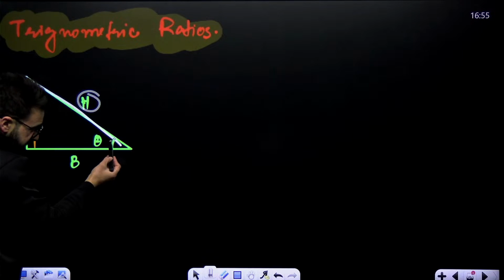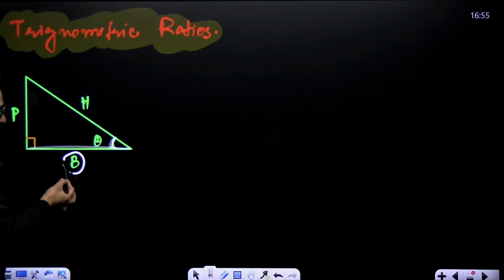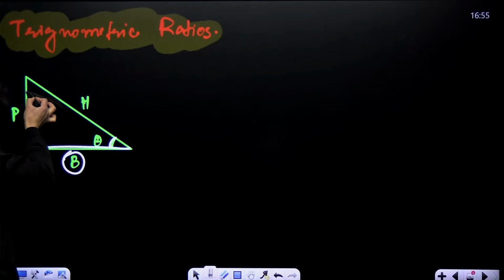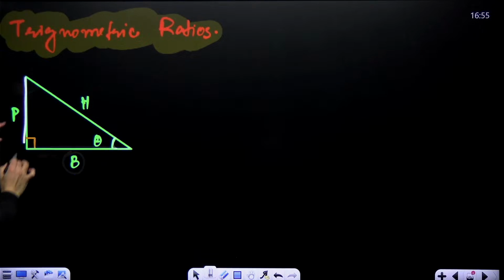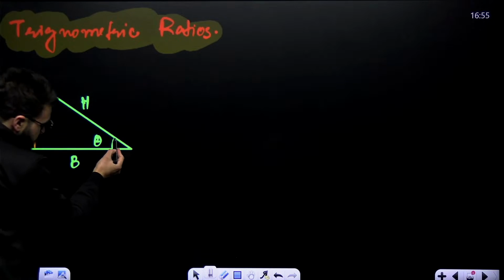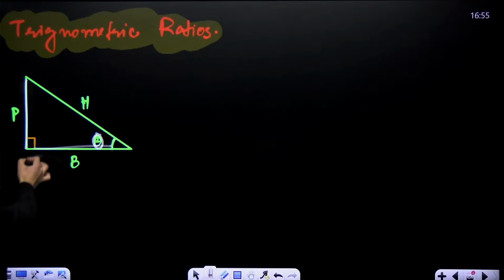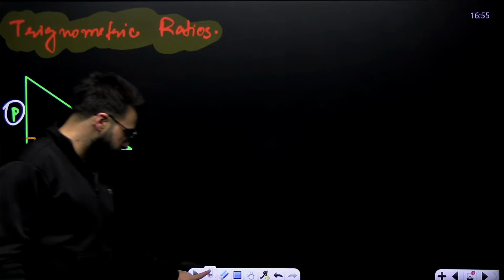And if this is theta, guys, remember this: if this is theta, then we consider this as the base. It depends on which angle you are considering as theta. So if you consider this as theta, this will be the base, and then the other one will be the perpendicular.